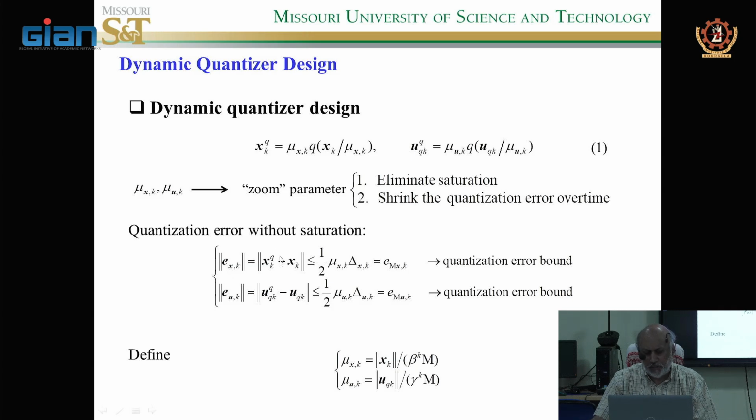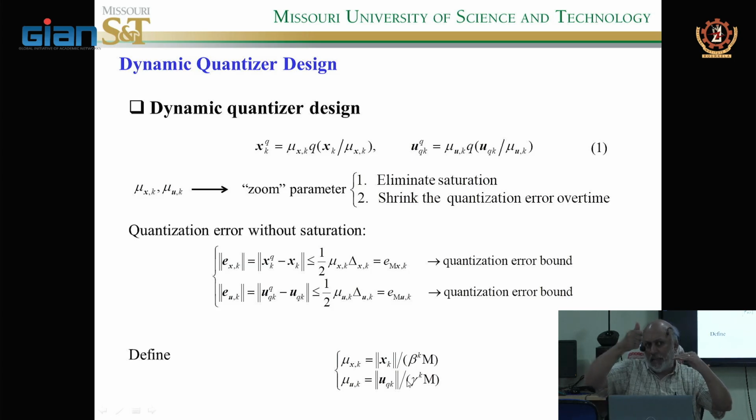And the way you compute the quantization error, E x comma k, is given by the quantized value minus the actual state value, and that is expressed in terms of mu and the step size delta, and that is basically bounded by E m of x, the upper limit. And this is the control. This is also bounded by m, and we are defining mu x comma k as the norm of x of k divided by that beta and gamma.